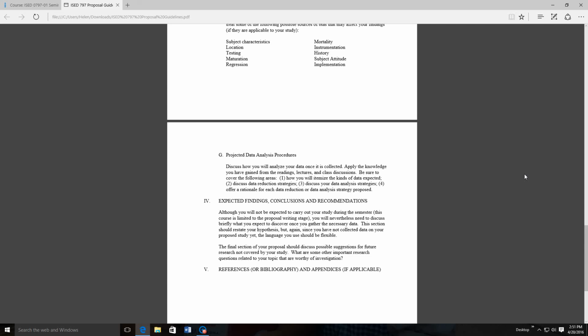The last section talks about expected findings, conclusions, and recommendations. I would like you also to include a few sentences about any limitations that you see in your study. Over the course of the semester, we've read several journal articles that various groups have presented and critiqued. And I would like you to take those skills that you've gotten from reviewing these empirical studies and turn them onto your own design.